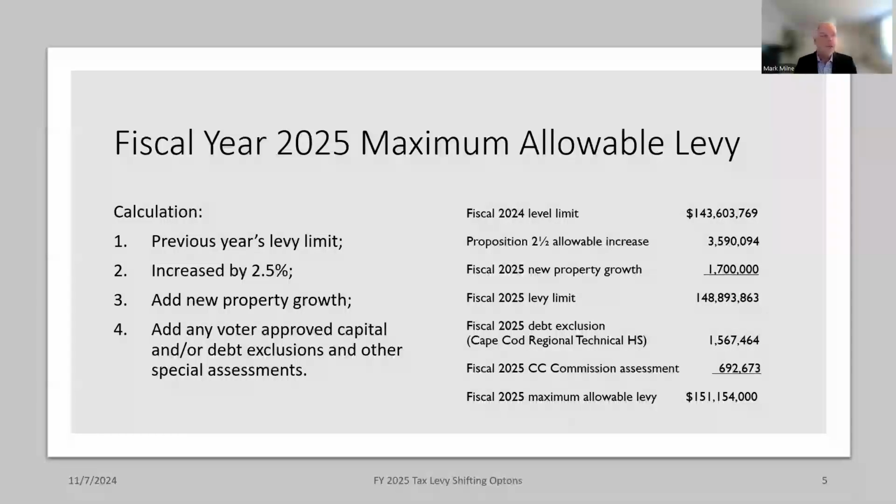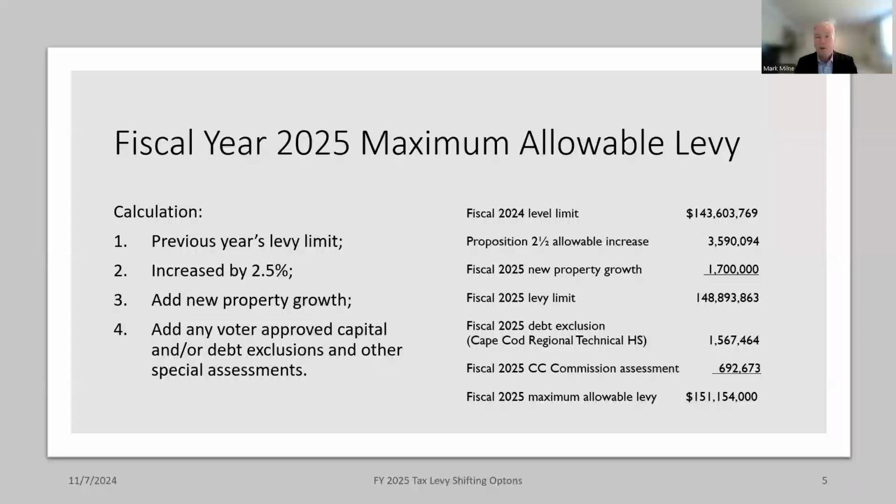Next, we take a look at how the maximum allowable levy is calculated. We take the fiscal year levy limit from the previous year, which is 143.6 million, and we increase that by 2.5% under Proposition 2.5, which is about 3.6 million. And then we add a factor for new property growth, or property that has come onto the tax rolls that wasn't previously on the tax rolls, and that's about $1.7 million. And that gives us a fiscal year 2025 levy limit of 148.9 million.